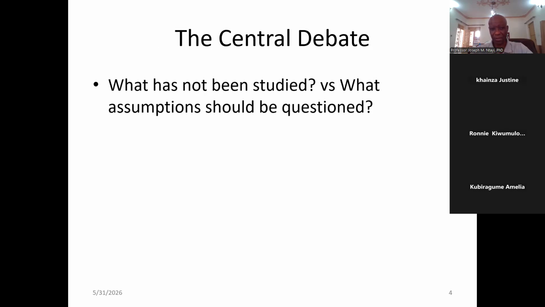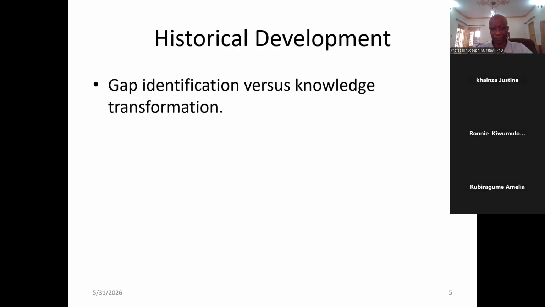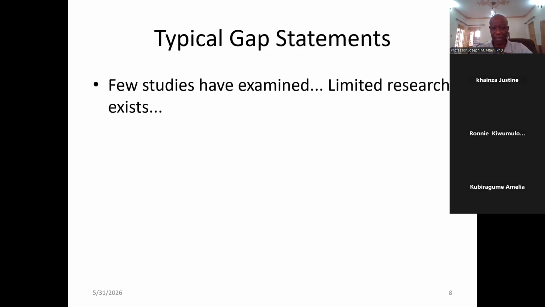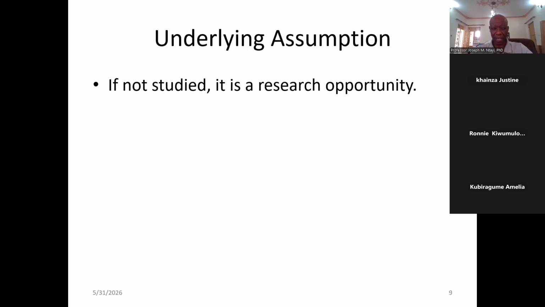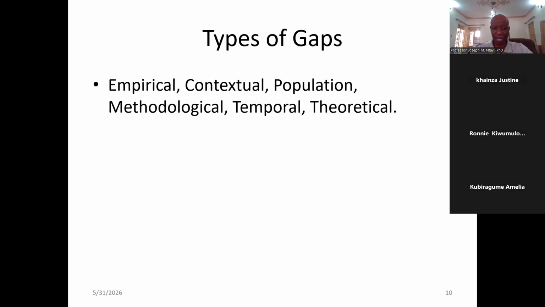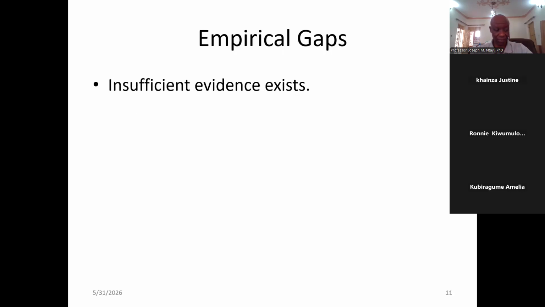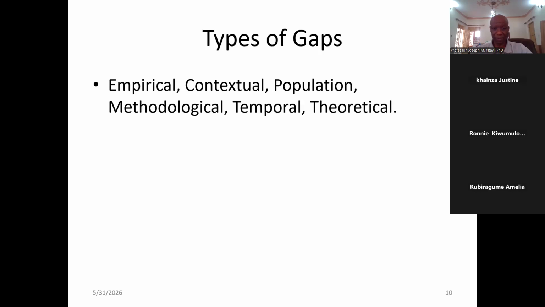Now, of course, we went into the historical development of gap spotting. We tried to understand gap spotting, and I do not intend to go into that because we did that. The historical development of gap spotting, the types of gaps. If you recall, we went through empirical, contextual, population, methodological, temporal, and theoretical.